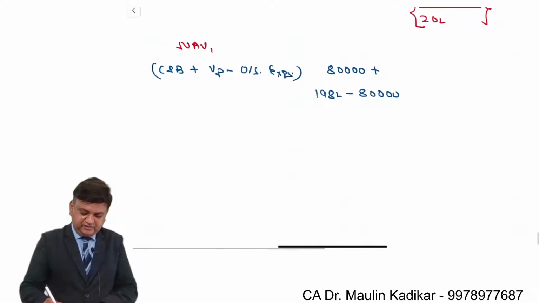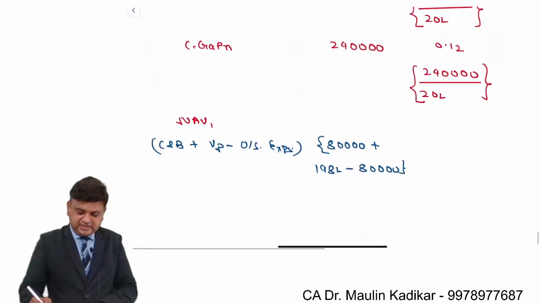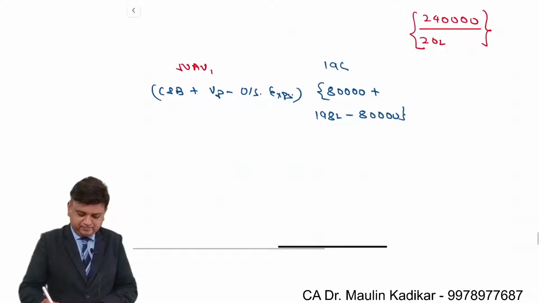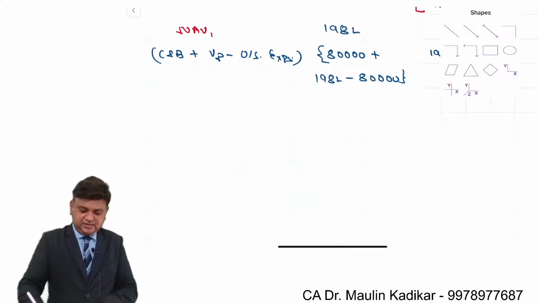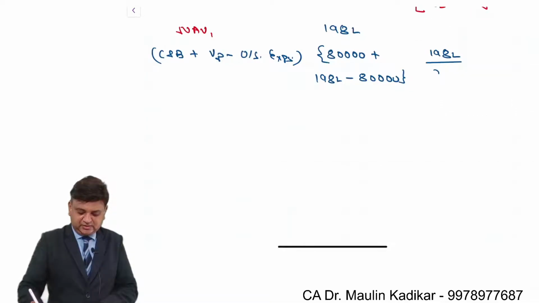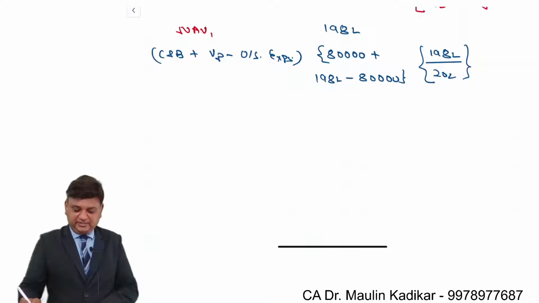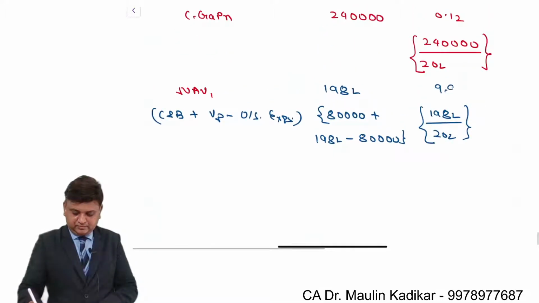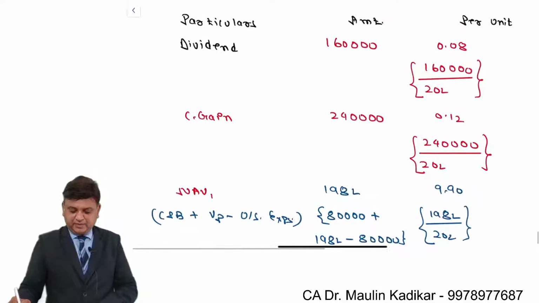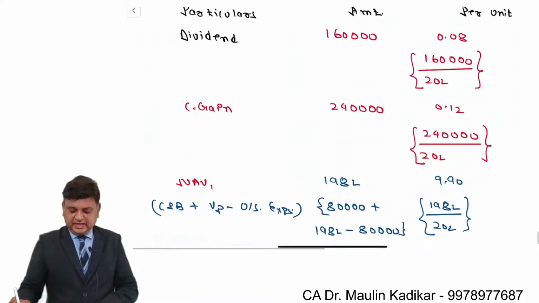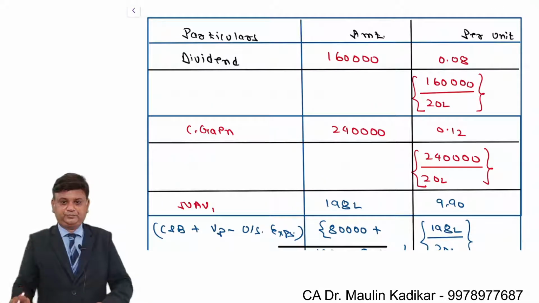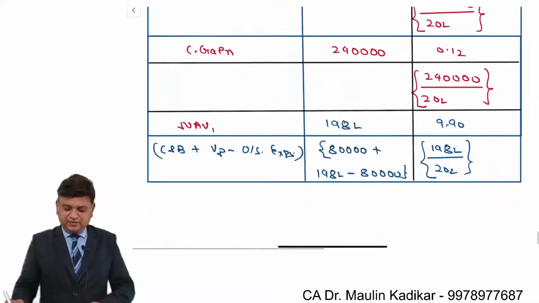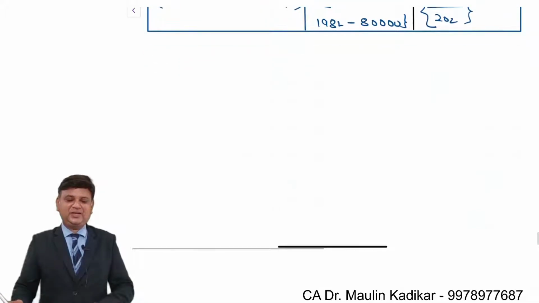So what is the NAV1? NAV1 is 198 lakhs. So NAV per unit is 198 lakhs upon 20 lakhs. That comes to 9 rupees 90 paise. This is the way per unit dividend income, capital gain income and NAV1 can be found. Now once we make this calculation, return can be calculated as the final answer.